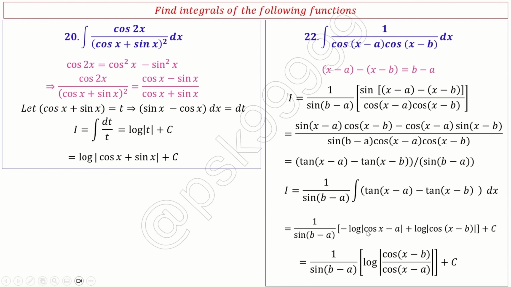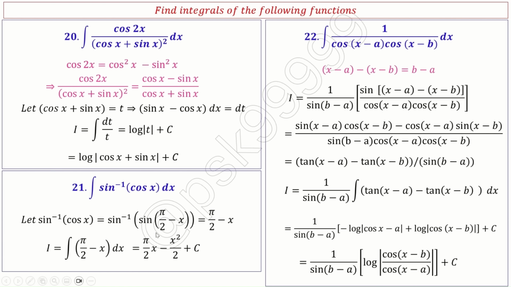Now I know what is the integration of tan x: minus log of cos(x minus a). So substituted here, and integration of tan(x minus b) is nothing but log of cos(x minus b). Then 1 by sin(b minus a) is as is. So this is what the answer is. If I simplify, log a minus log b is nothing but log a by b, so I put it in this format.